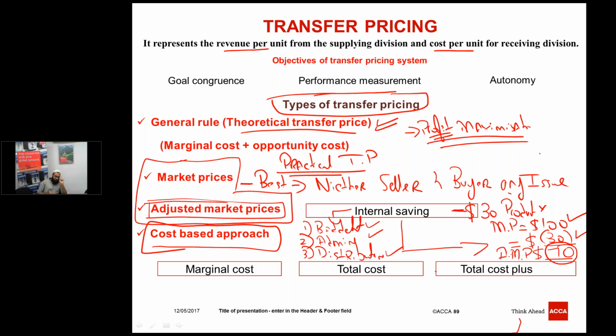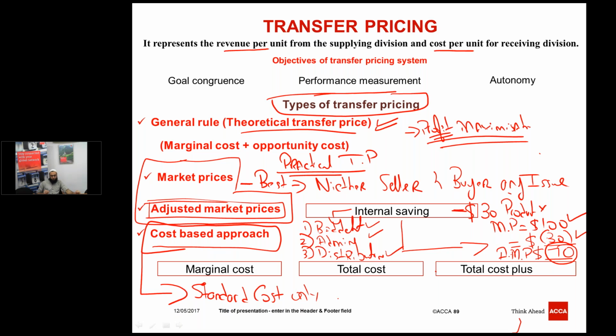But remember the rule of thumb. Remember this rule of thumb. Whenever you are going towards cost-based transfer price, it should always be on the basis of standard cost. So whenever we are going for cost-based transfer price, we have to use the standard cost only, not actual cost. Standard cost only, not actual cost. So remember, this is a very important rule, that it should be based on standard cost only.